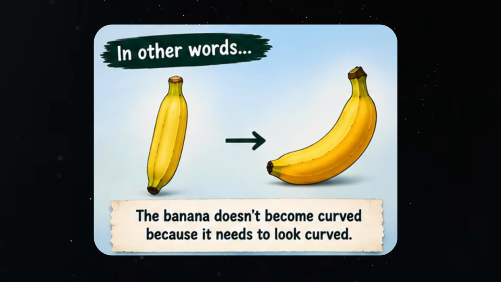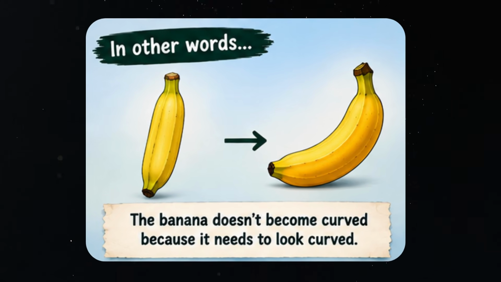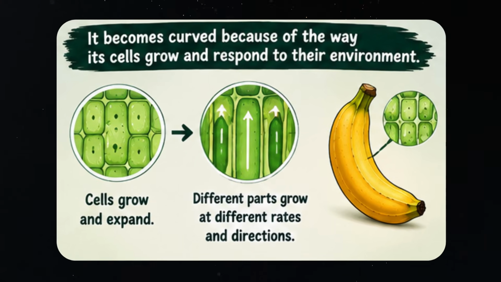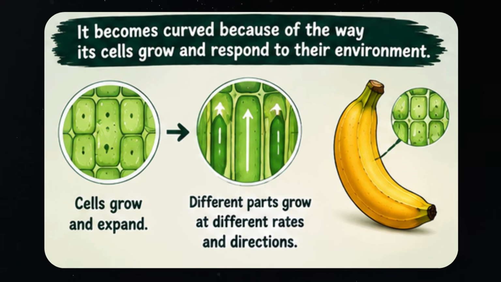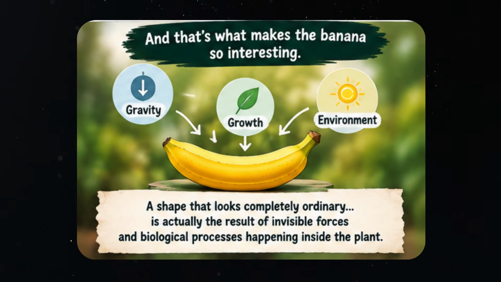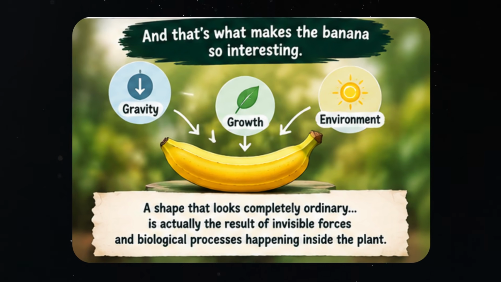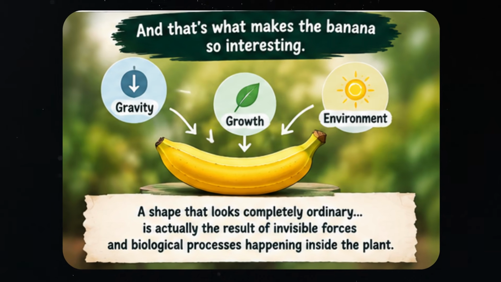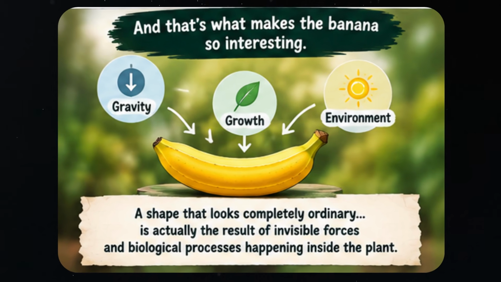In other words, the banana doesn't become curved because it needs to look curved. It becomes curved because of the way its cells grow and respond to their environment. And that's what makes the banana so interesting. A shape that looks completely ordinary is actually the result of invisible forces and biological processes happening inside the plant.